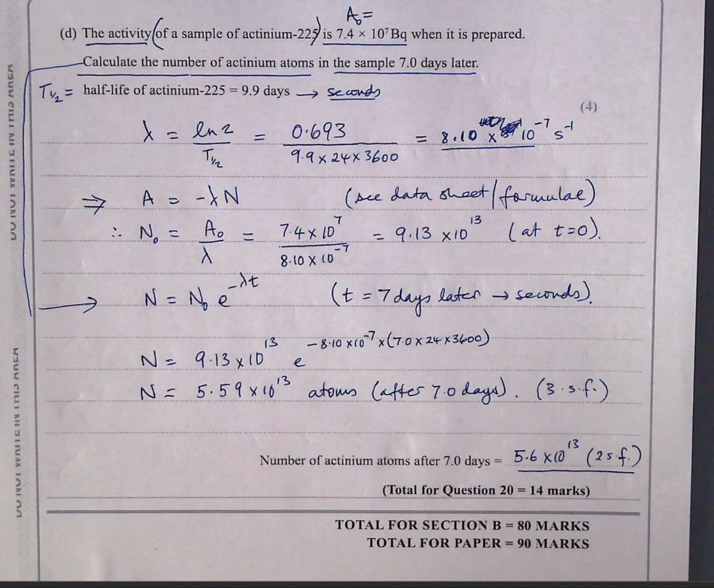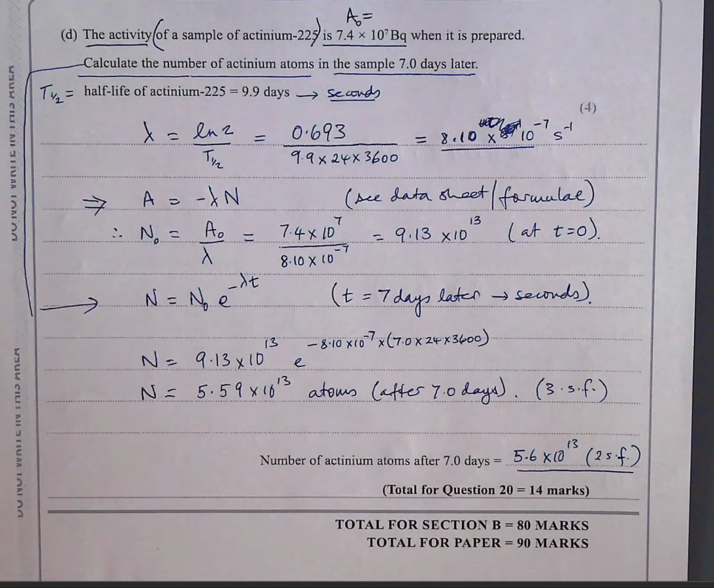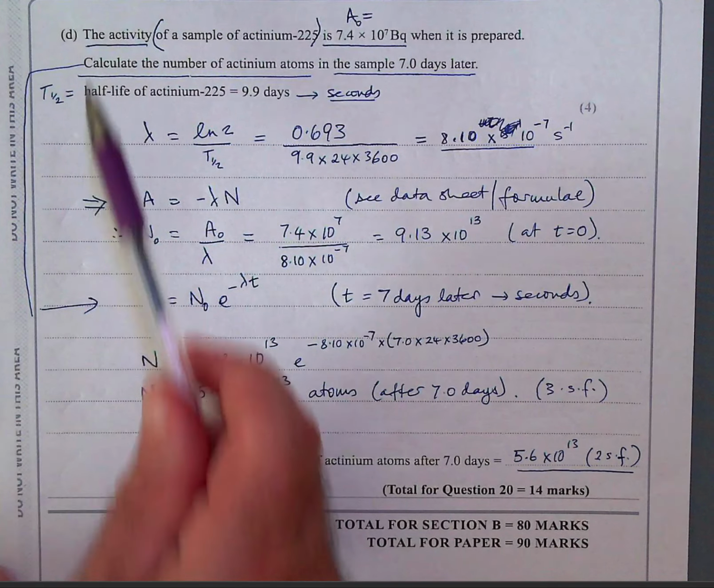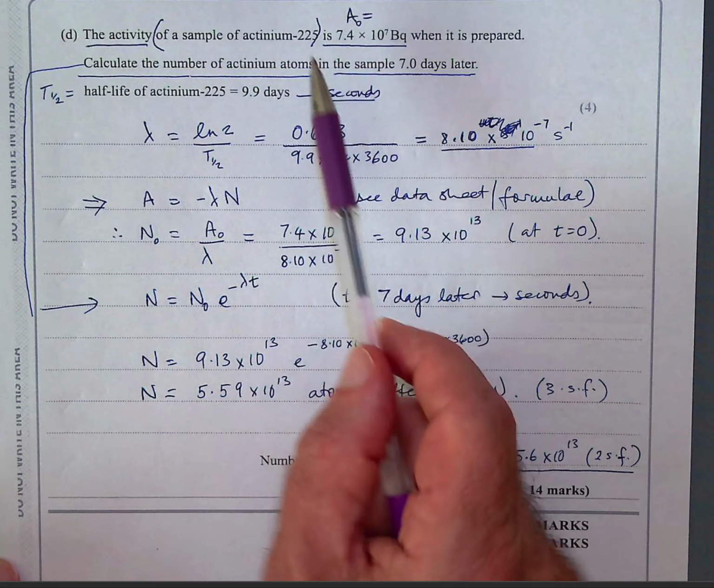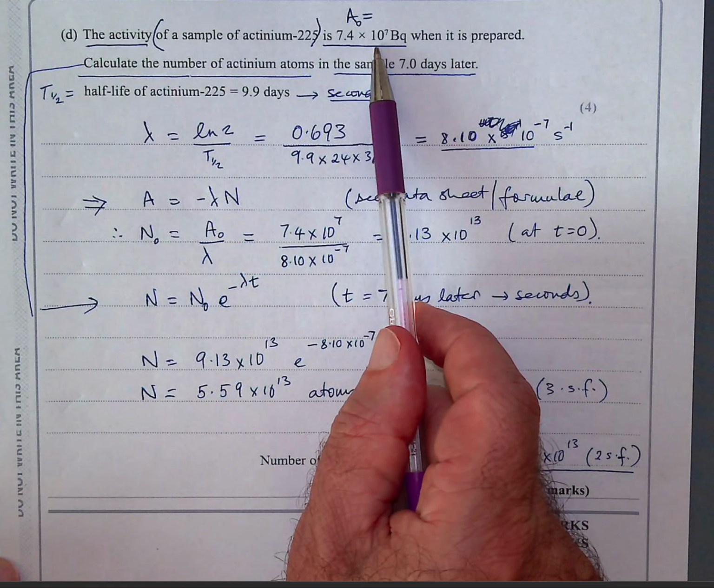We're now on part D, the final part. The activity this time is about a sample of actinium, whose activity is 7.4 times 10 to the 7 becquerel.